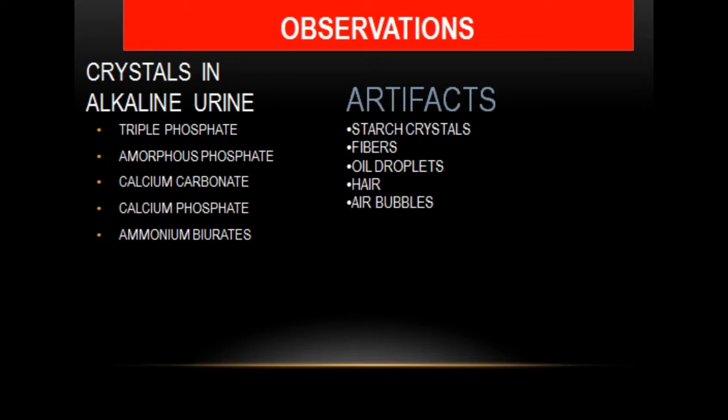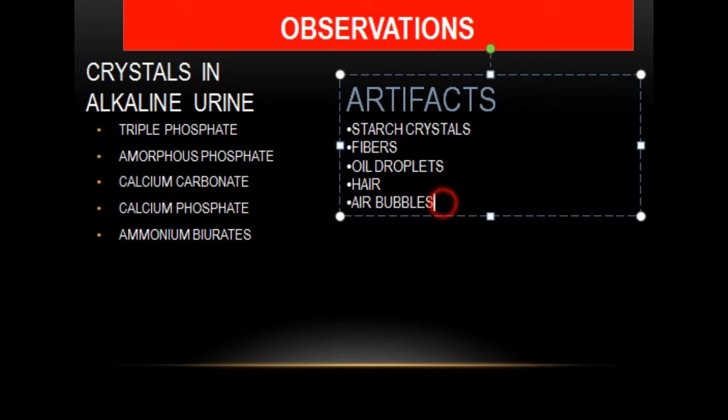Then we have certain casts, fibers, and artifacts. Artifacts are things which are not part of urinalysis and may appear in the slide, and these artifacts should be neglected when we observe the slide. What are these? There may be some starch crystals, fibers, oil droplets, hair, or air bubbles. So we have to avoid these artifacts.